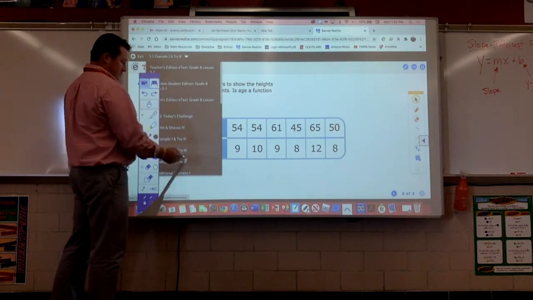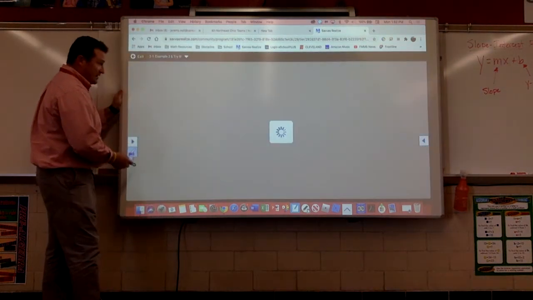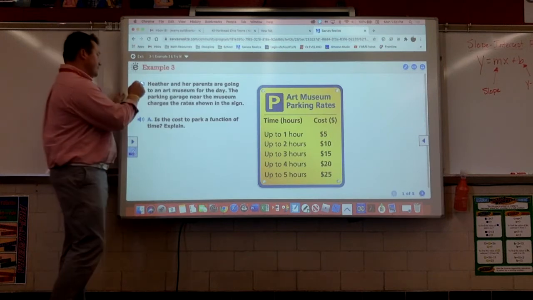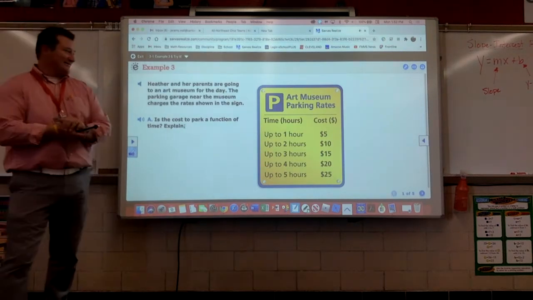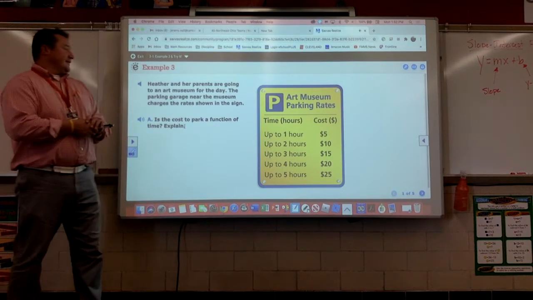Okay. We're just bebopping right along. Example 3, folks. Heather and her parents are going to an art museum for the day. The parking garage near the museum charges the rates shown in the sign.